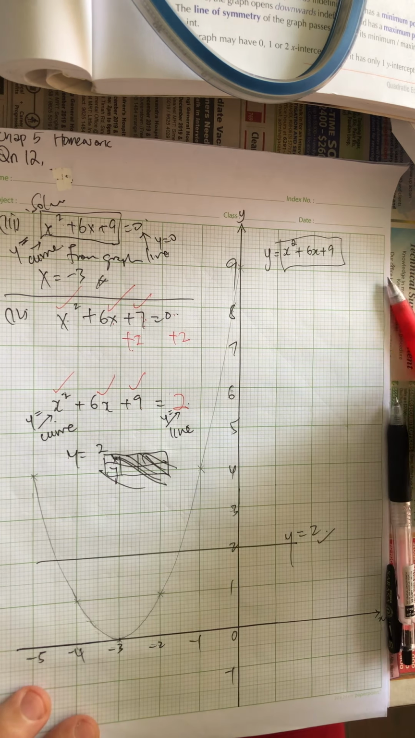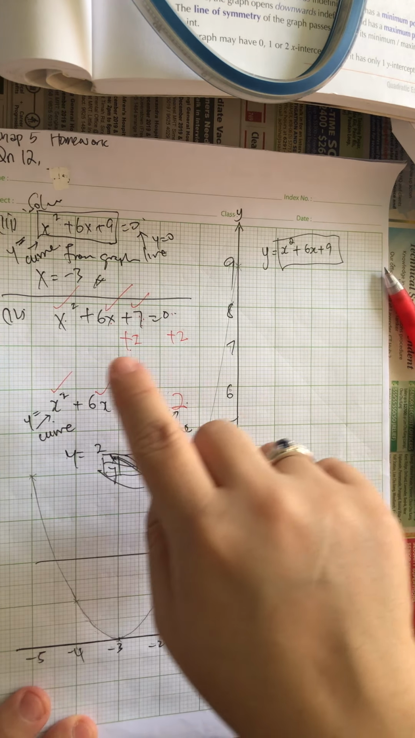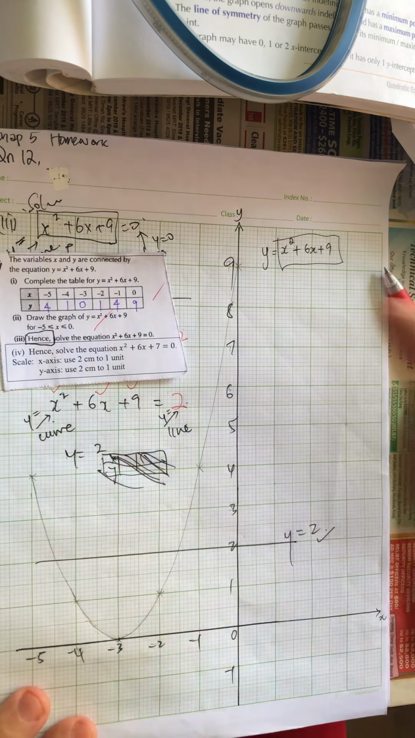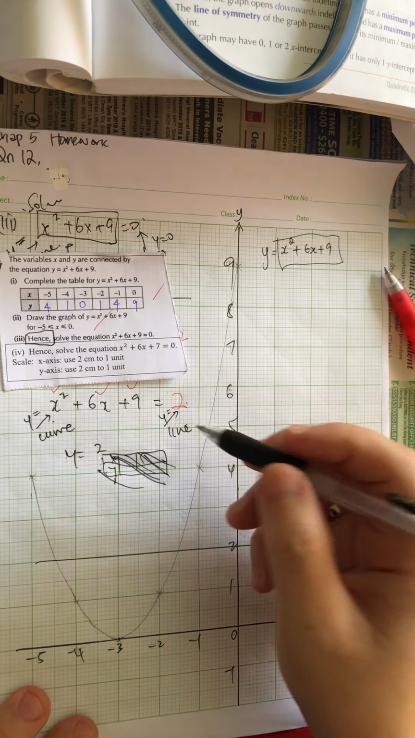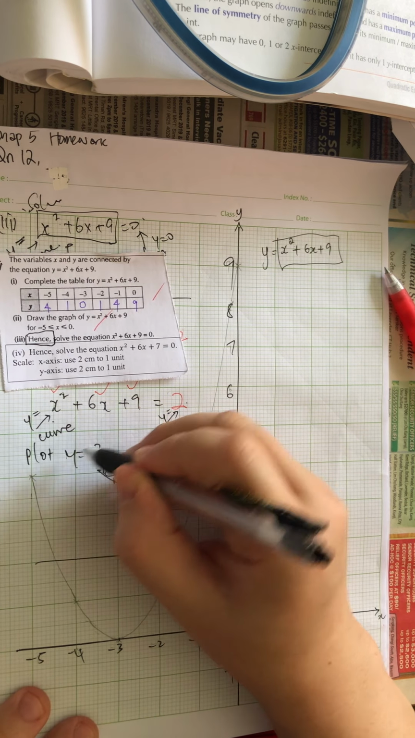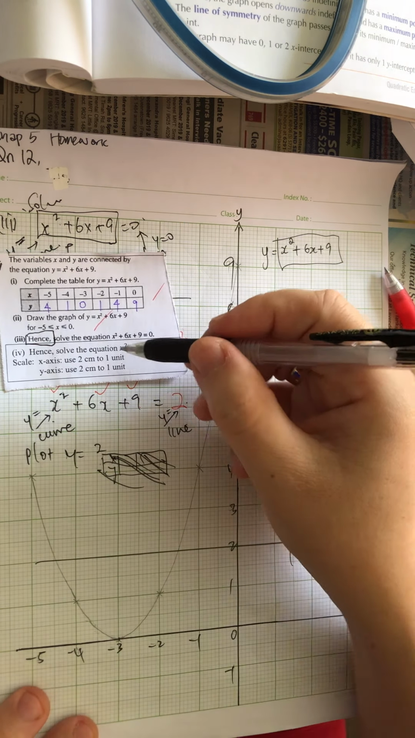But the question wants you to solve this, right? What's the question again? Hence solve this. So you need to solve it. You have not solved it yet. You've only found that you need to plot this line. You've drawn the line, but you have not answered the question.